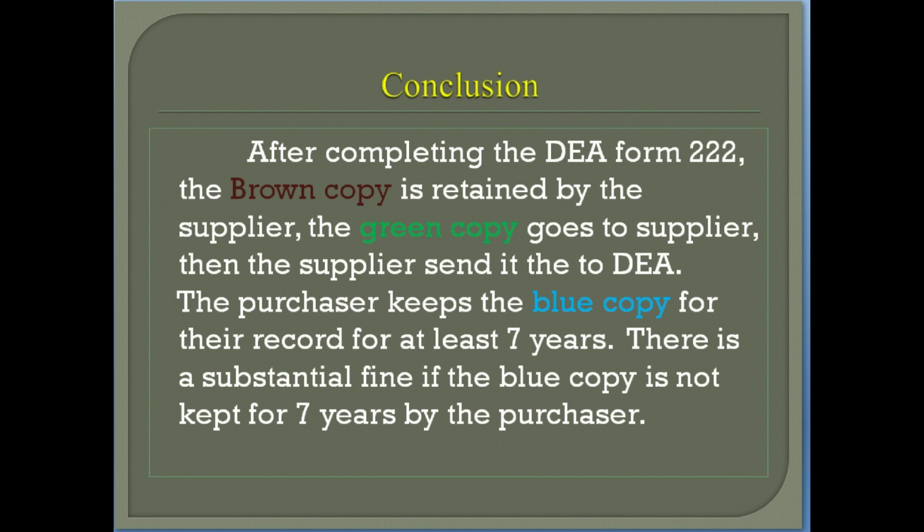After completing the DEA Form 222, the brown copy is retained for the supplier. The green copy goes to the supplier, and then the supplier sends it to the DEA. The purchaser keeps the blue copy for their records for at least 7 years. There is a substantial fine if the blue copy is not kept for 7 years by the purchaser.